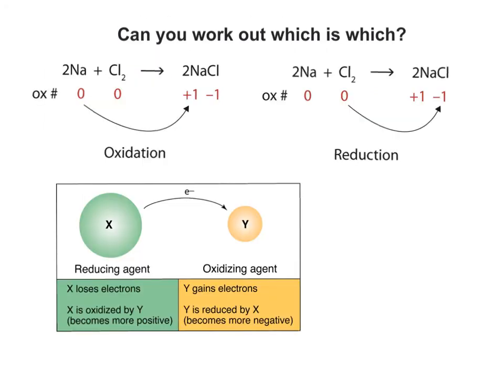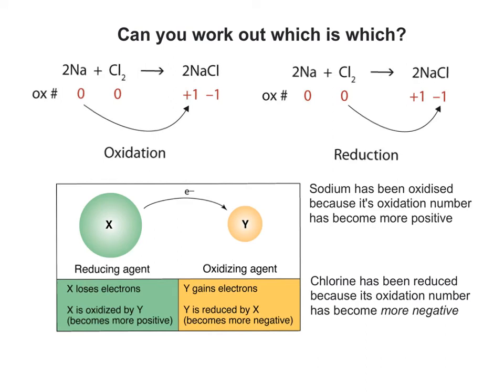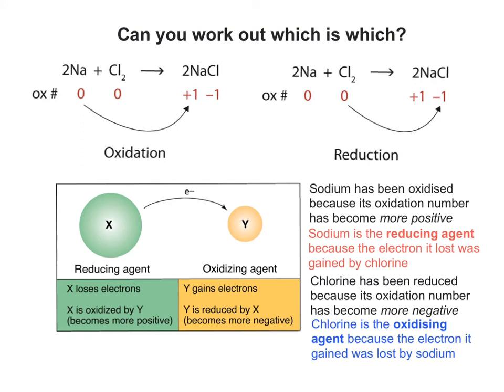So pause the video on this screen and see if you can work out which is which in this particular reaction. What I've done is I've taken an image that actually shows you what's oxidized and what's reduced. So sodium has been oxidized because its oxidation number has become more positive, but chlorine has been reduced because its oxidation number has become more negative. So sodium will be the reducing agent, it lost an electron and caused chlorine to be reduced. Chlorine is the oxidizing agent, it gained an electron and caused sodium to be oxidized.